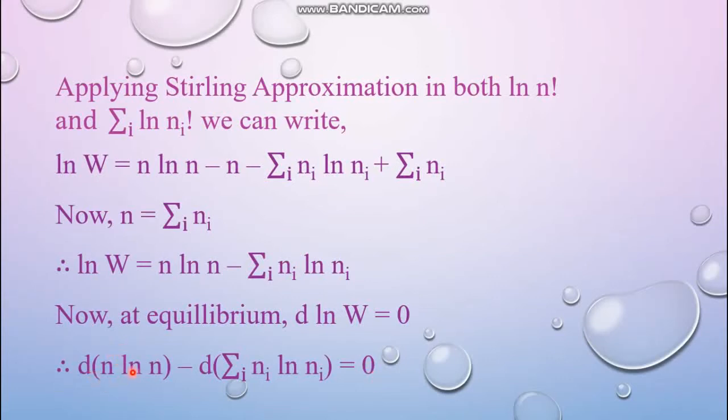Now look at this term N. As I have said, N is a constant, so its natural log is also another constant, and N and ln N multiplied with each other also produce another constant. Then what should be its derivative? The derivative of a constant term must be 0, so this term is 0, and the negative sign can be merged with 0. So we can also write that the derivative of sum over i of n_i ln n_i is 0.